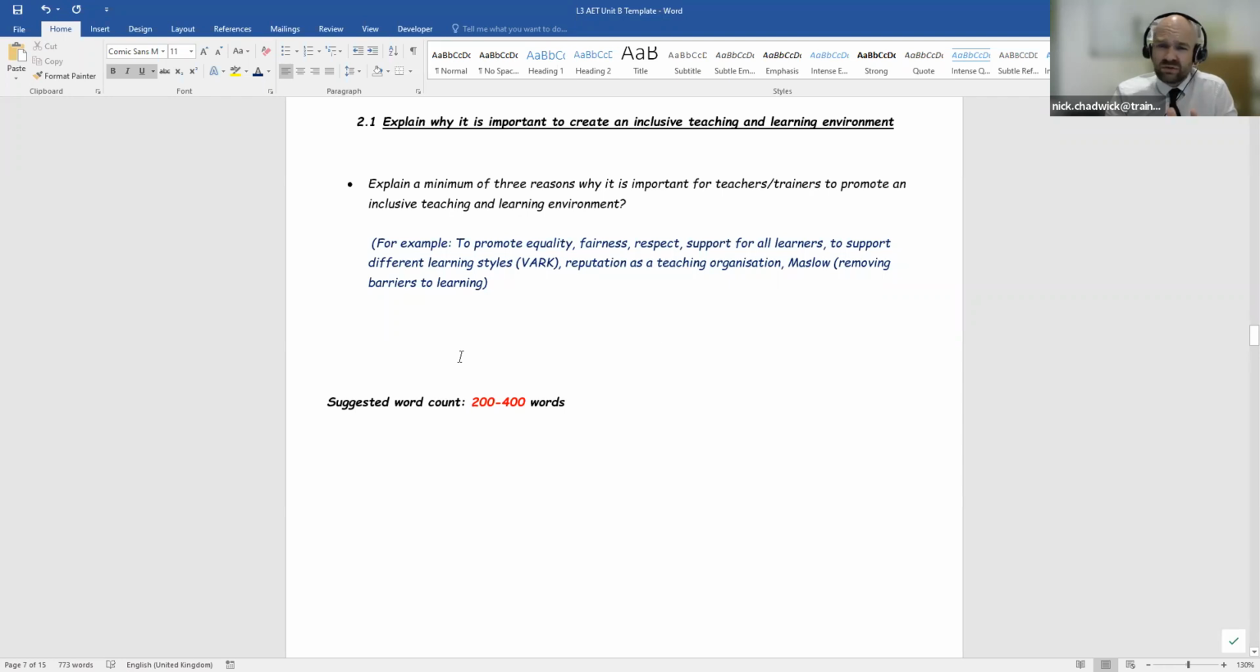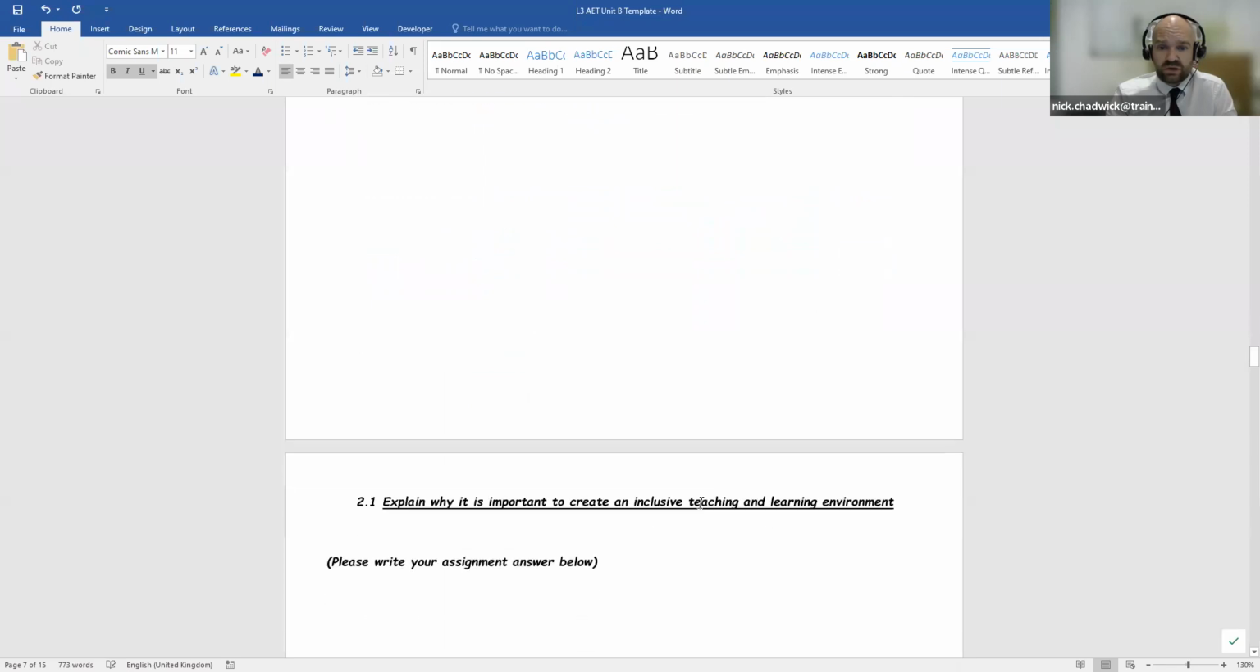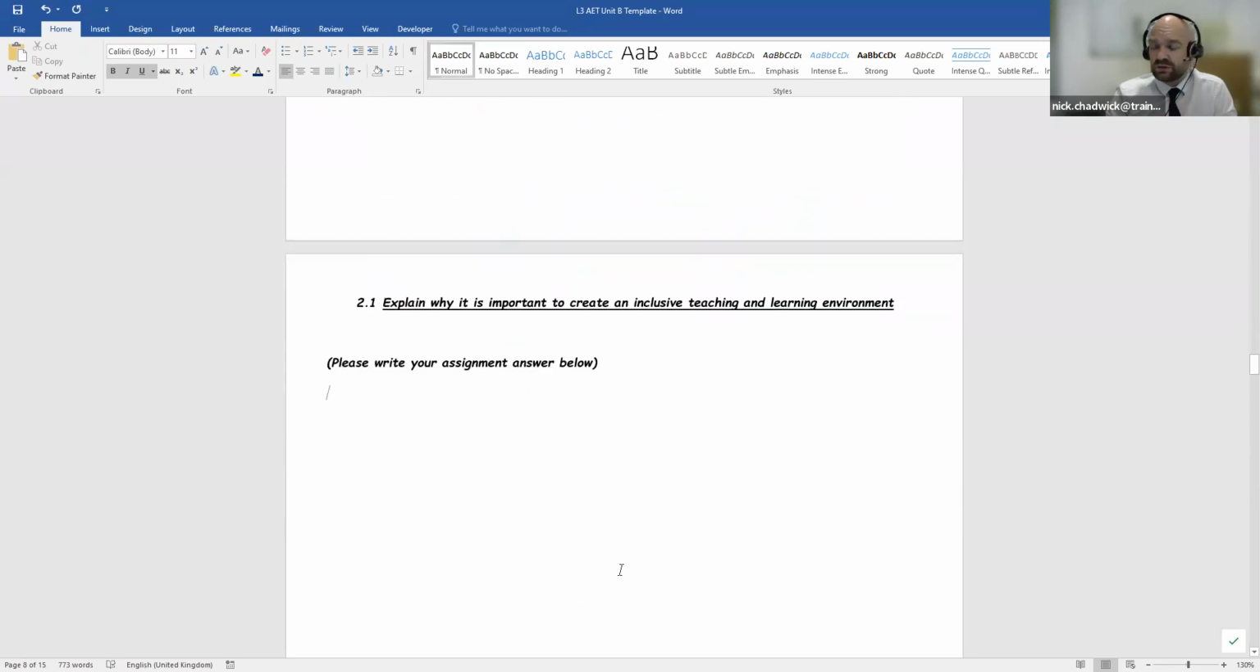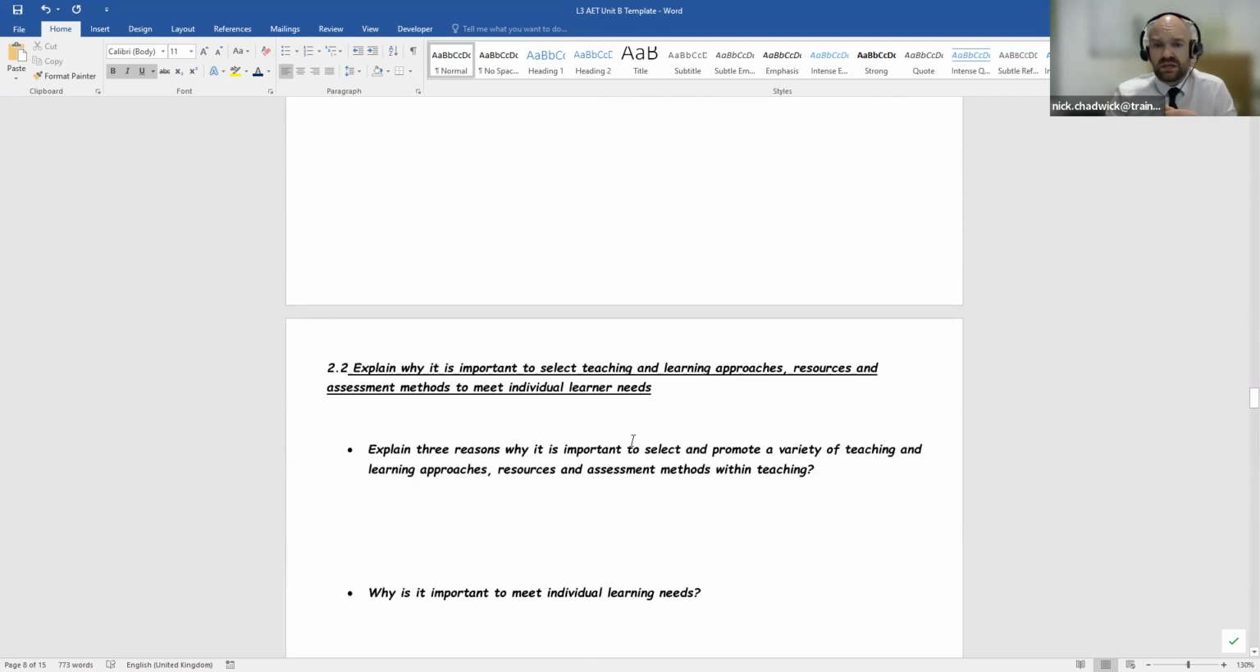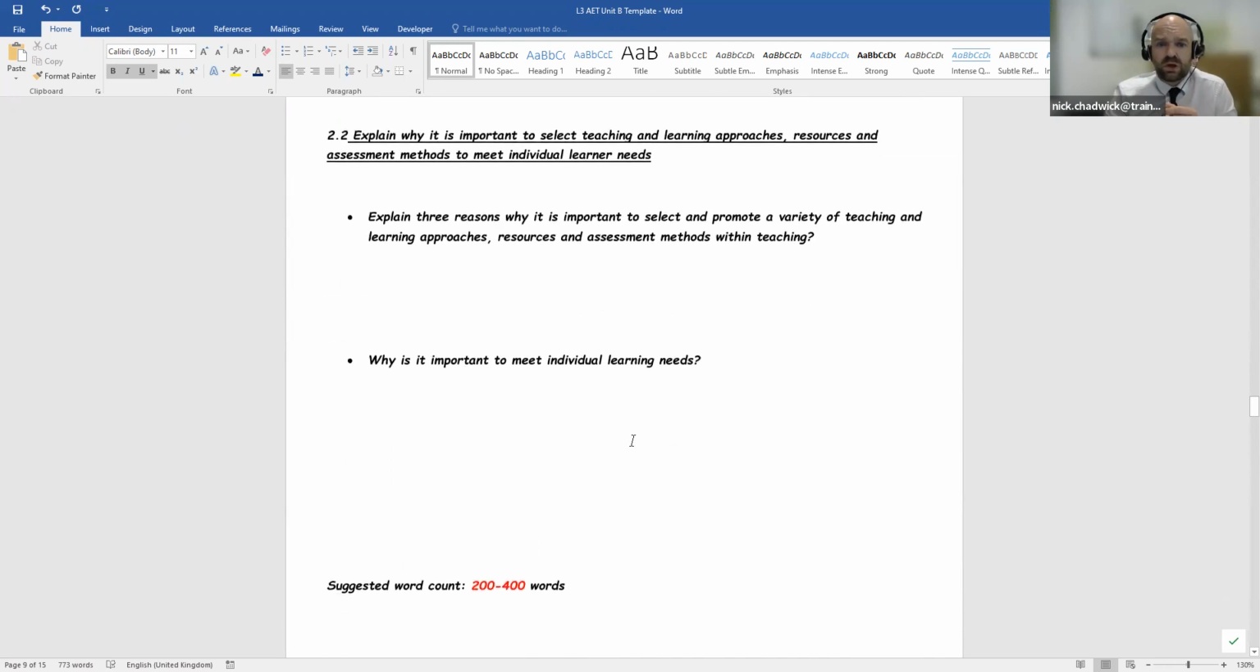So pick out 3 reasons why it is important to promote an inclusive teaching and learning environment. And once again, between 200 to 400 words is my suggestion. You could write your assignment answer just on the next page there, or just underneath the bullet points. The next question is 2.2.